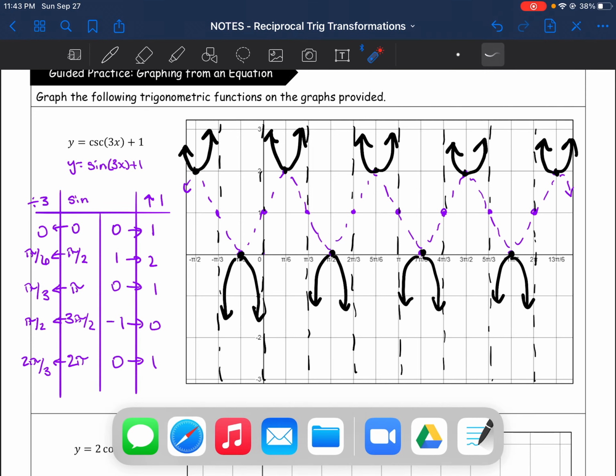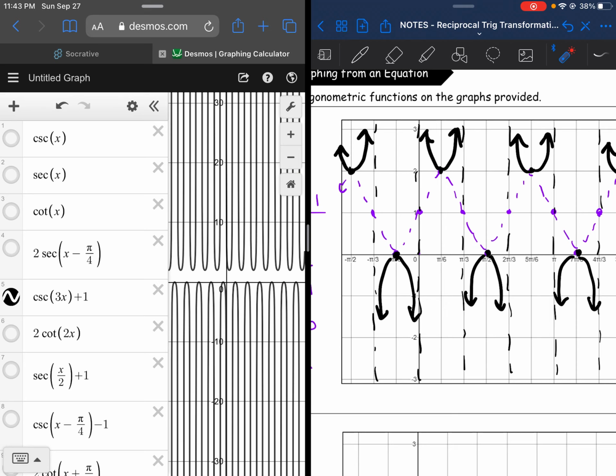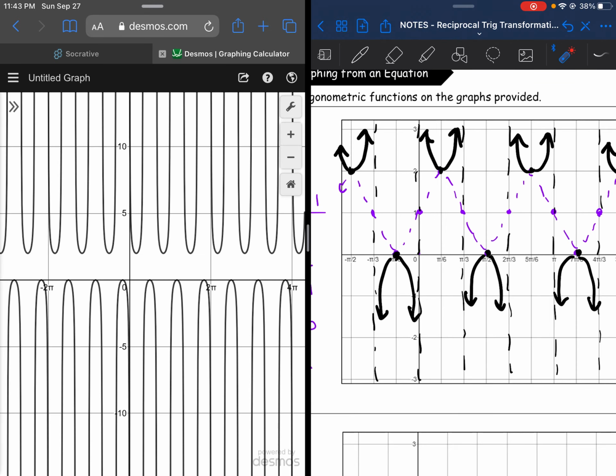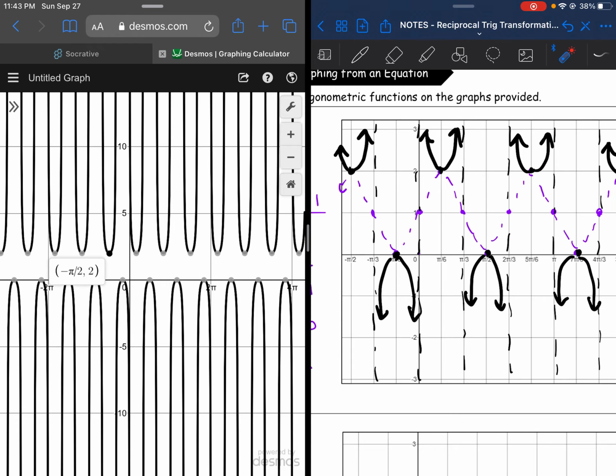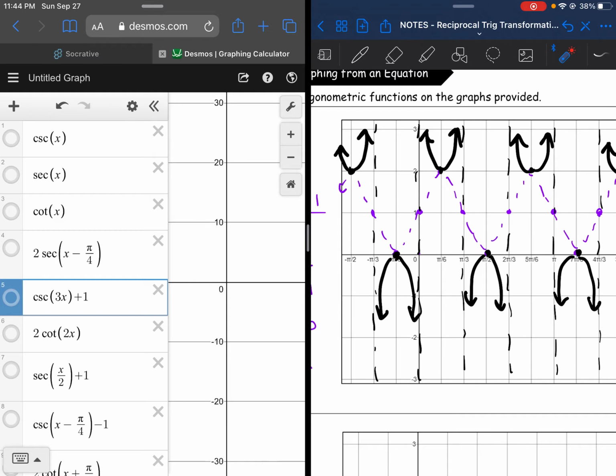And again, let's go ahead and check with Desmos here. So just to save us a little bit of time, I went ahead and graphed cosecant 3x plus 1. And let's just check a few points. There's negative pi over 2 comma 2. Here is negative pi over 6, 0. We can see that right here. There's pi over 6, 2. We see that right there. So we can definitely tell that this is the correct graph.